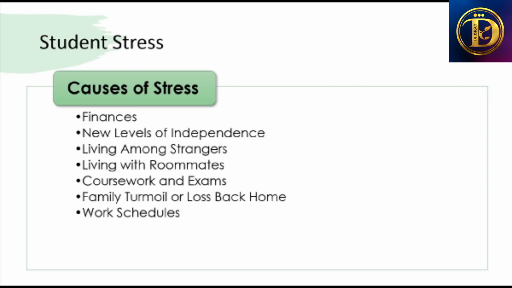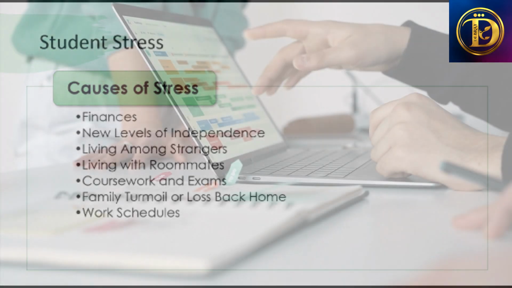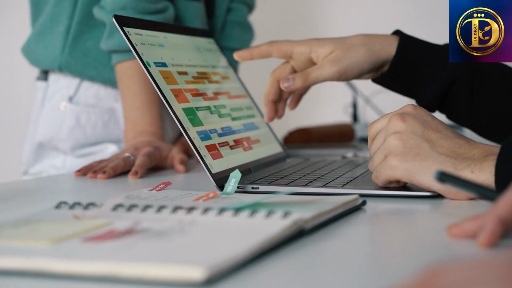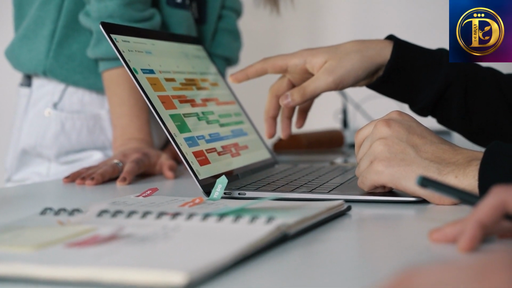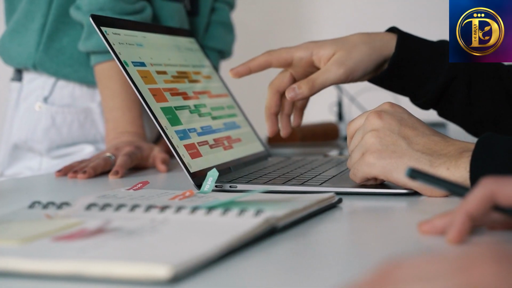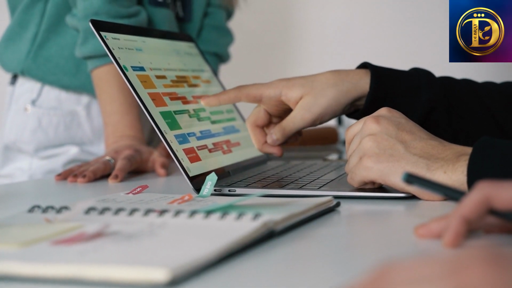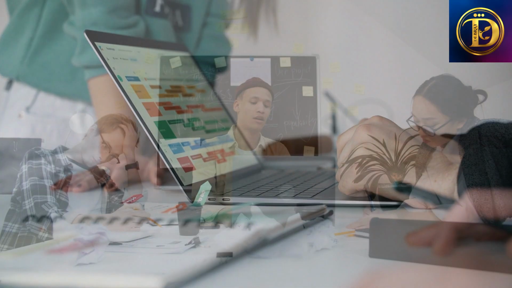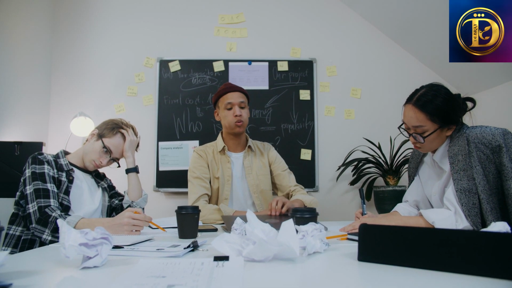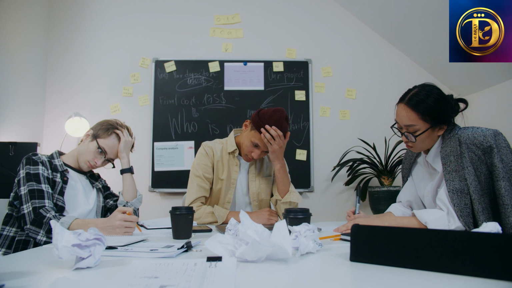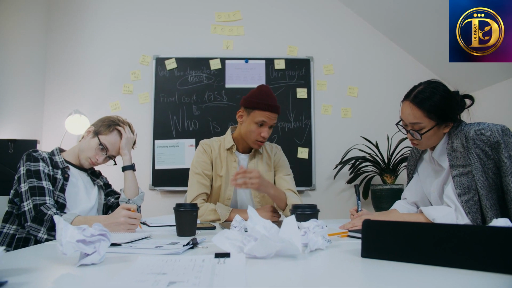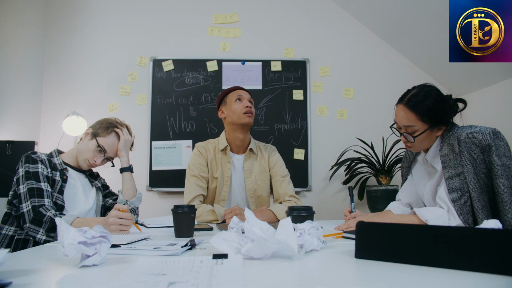Number 7, work schedules. A survey conducted by Citibank and 17 magazine revealed that 4 out of 5 students work while attending college, with the average student spending 19 hours each week at work. Many students try to find a job that can accommodate the scheduling concerns associated with full-time college studies.